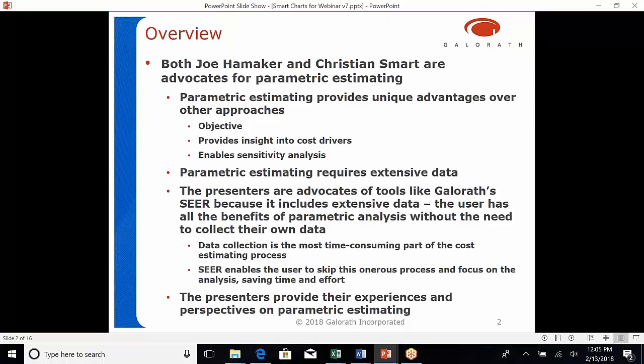Both Joe Hamaker and I are big advocates of parametrics and cost estimating. Parametrics has unique advantages. I listed some there on this chart, and I'll discuss these in more detail later in this presentation. One of the key requirements for parametrics is data. You need a lot of it. Data collection and normalization is the most time-consuming part of the parametric process. Tools like the SEER suite already include extensive data, making the estimating process much quicker than starting from scratch. The focus of this presentation is my perspective on parametrics, along with challenges, including risk analysis.